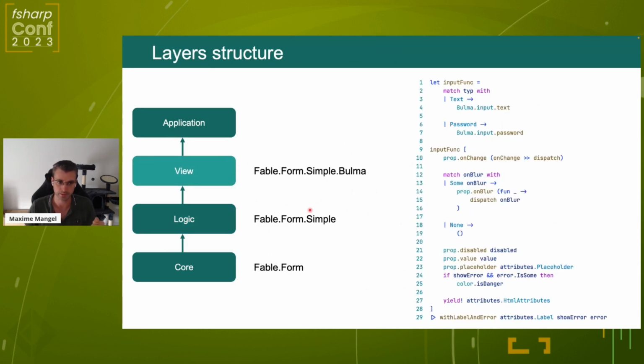The last layer is the view layer. The view layer is handled by Fable.Form simple Bulma in this case. And what it does is it takes all the type defined in your logic layer and transforms them into HTML. Here is the code for the input field, where based on the type of fields that we want to render, we choose the input function that we are going to use to render it, either text or password. And we wire everything together, like the onChange event, the onBlur event for validation. Is my field disabled, or should I show the field with some errors, and so on.